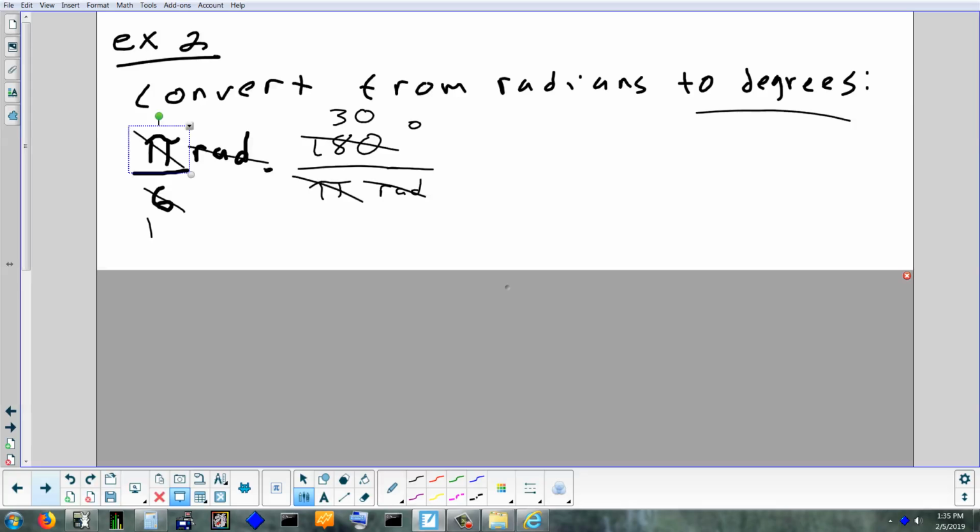So let's look at what we're left with. Nothing here. All we're left with is 30 degrees divided by 1. Do I have to put divided by 1? No. Now, do I have to put the degree symbol? Yes. If I leave it like that, you just wrote 30 radians. Now you put 30 degrees. Any questions on that one?